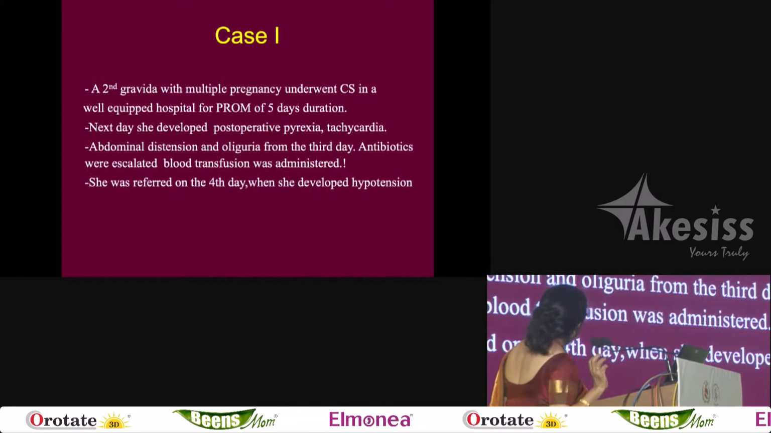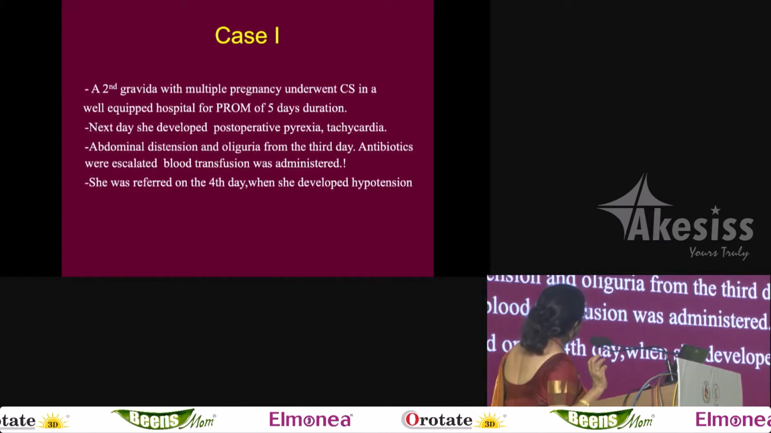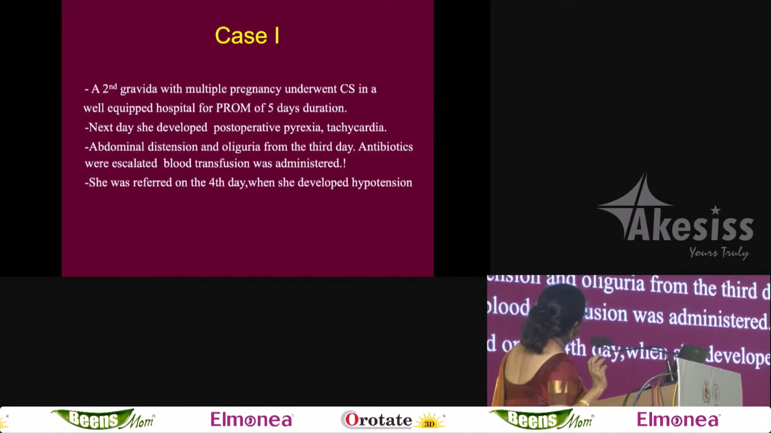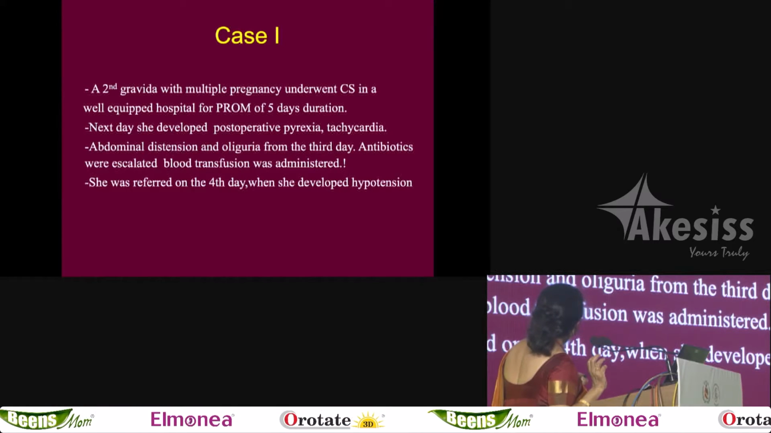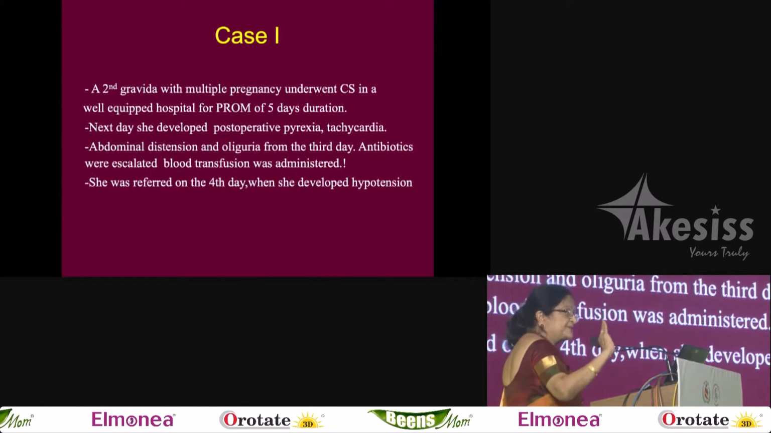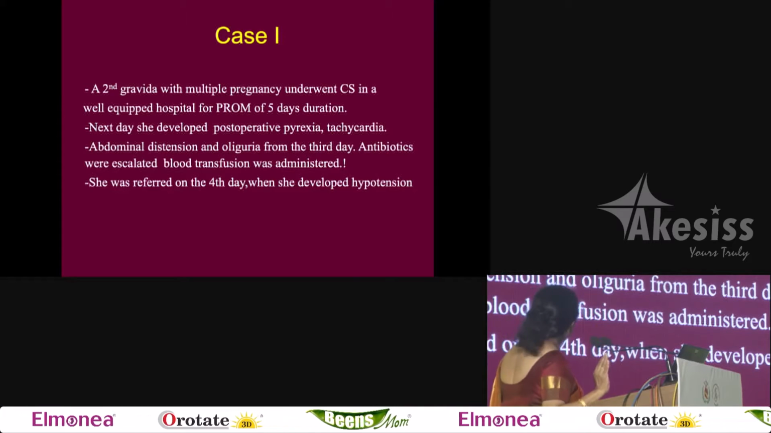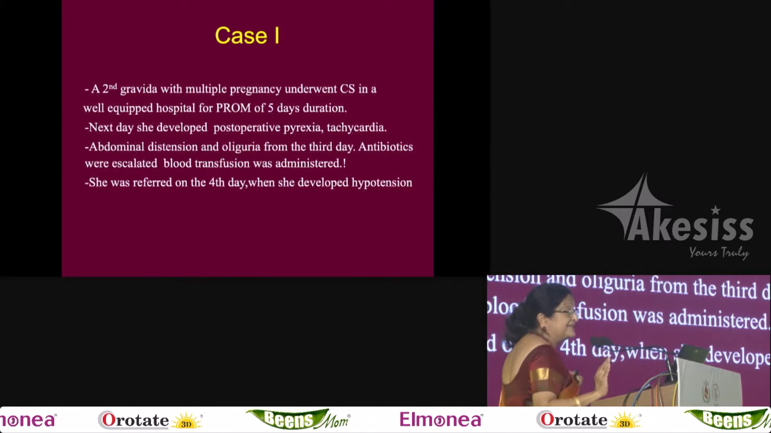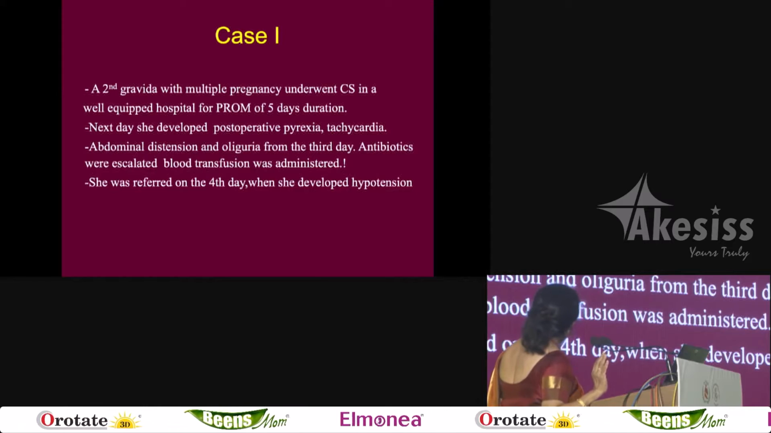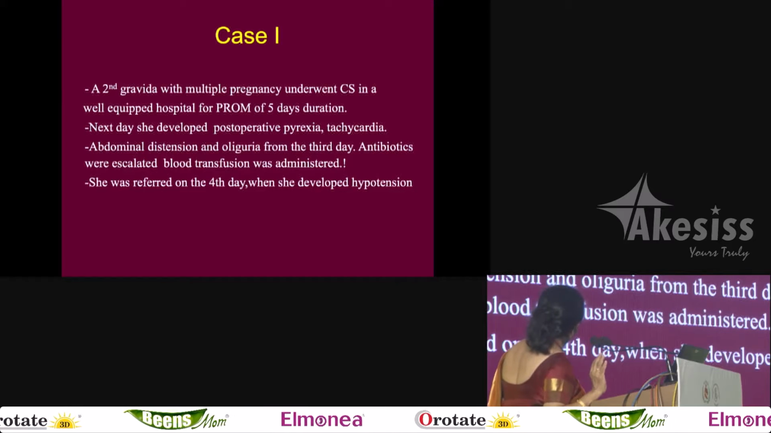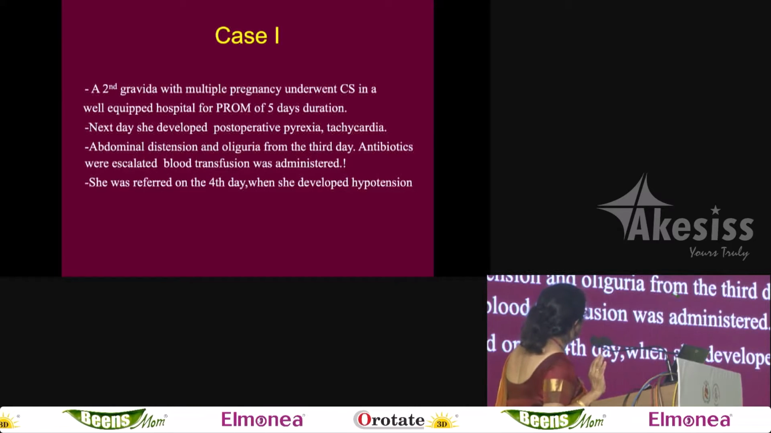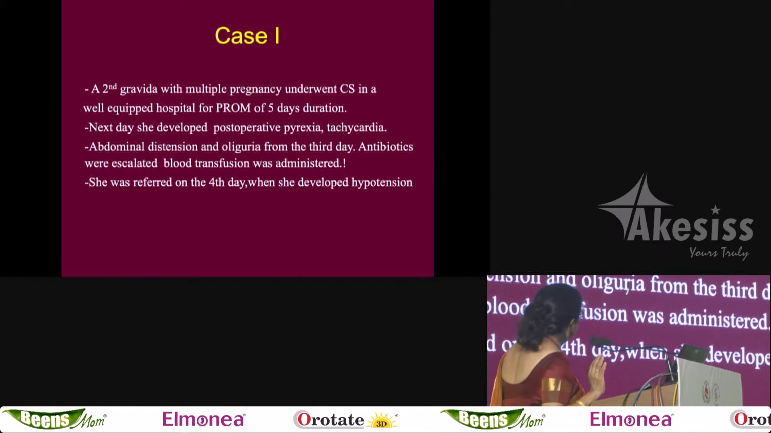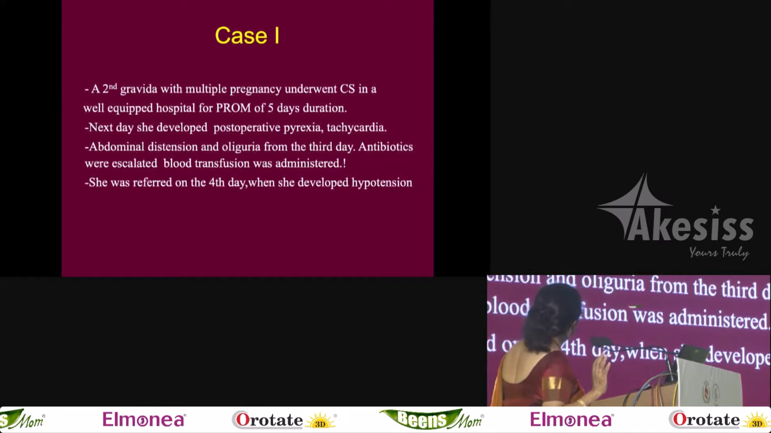Next day she developed postoperative pyrexia, tachycardia. That was the first thing, okay? So she was febrile the next day. Normally sepsis takes about 3 to 4 days. But already she was in a bad state. Do you understand? Then on the third day she develops abdominal distension and oliguria. So already you started seeing some organ dysfunction, okay?